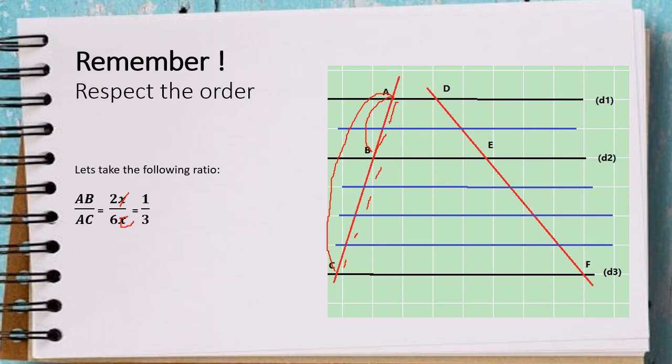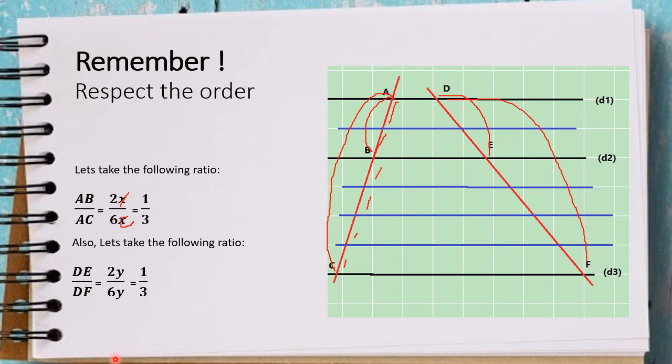Now let's take, in the same order, the other side. So we took the first section from the first secant, so we are going to take the first section from the second secant and all the sections. So here also we'll take all the sections. In this manner we are respecting the order.